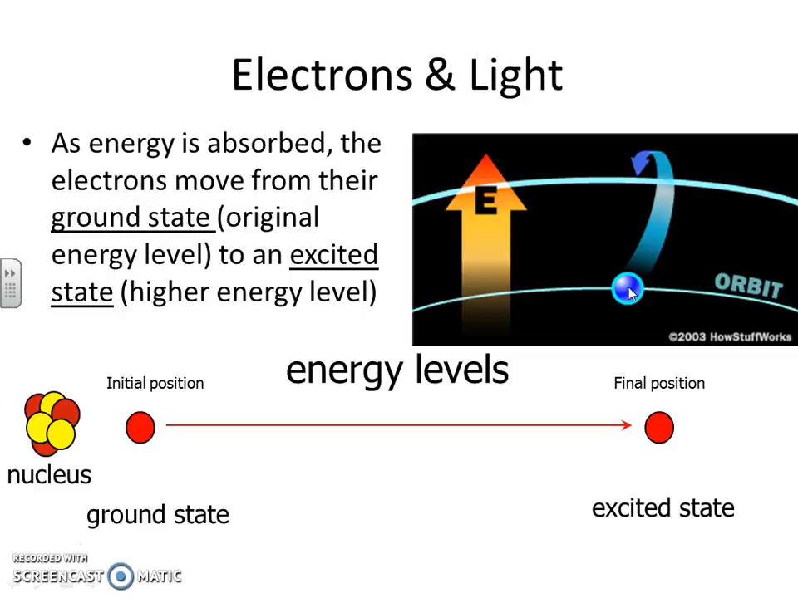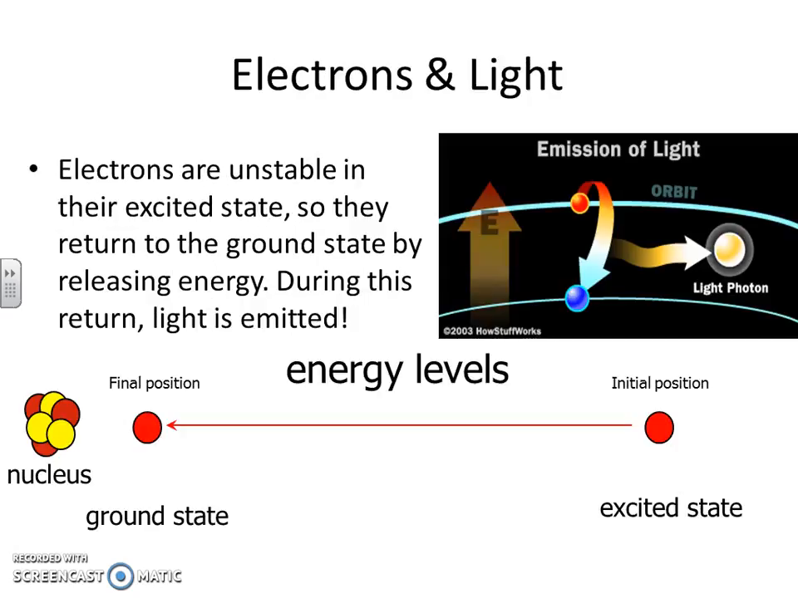So let's talk about that. This is an electron on a low energy level. As the electron absorbs energy, it moves from its ground state, the original energy level, to an excited state, which is a higher energy level. So it absorbs energy and goes up an energy level. The initial position of the electron is close to the nucleus, but then it absorbs energy and moves further away from the nucleus.